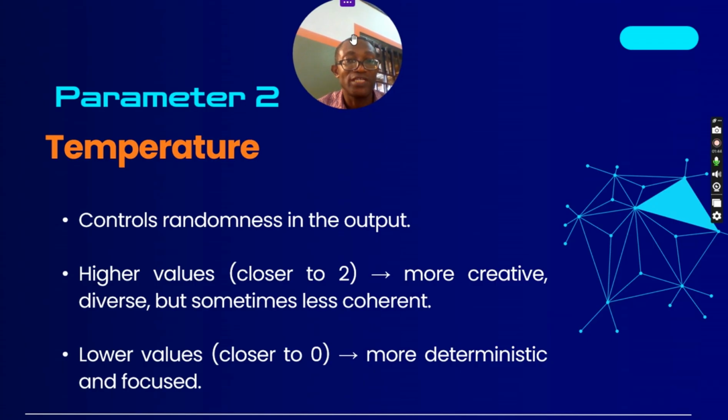Parameter number 2 is the temperature. The temperature controls the randomness in the output. Higher values close to 2 imply that the response will be more creative and diverse, but sometimes less coherent. Lower values of the temperature closer to 0 will be more deterministic and more focused. So depending on the purpose for which the large language model or AI is built, the temperature should be determined.